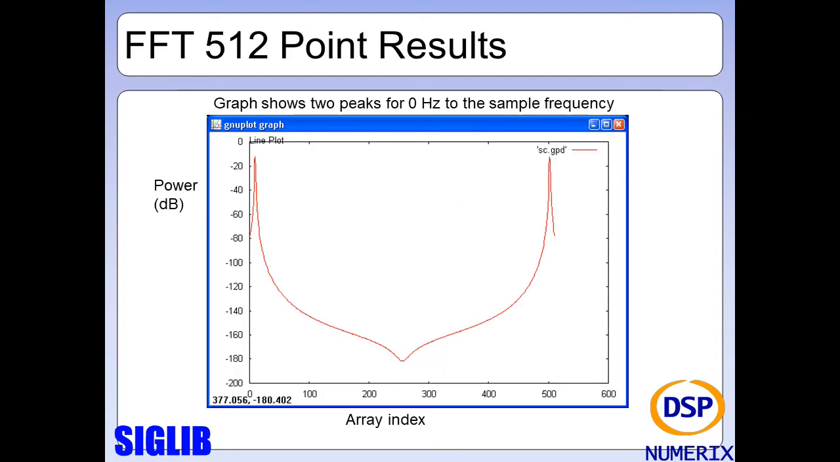If we were to include the GNU plot version of the Numerix host library within our example to plot the results, then we would see a graph such as the one shown on this slide. The graph shows the 512 points on the horizontal axis for our output array, which represents our frequencies from 0 Hz up to the sample frequency, and hence we have two frequency peaks mirrored around the Nyquist point at bin 256. And on the vertical axis, the power in dB for our signal.